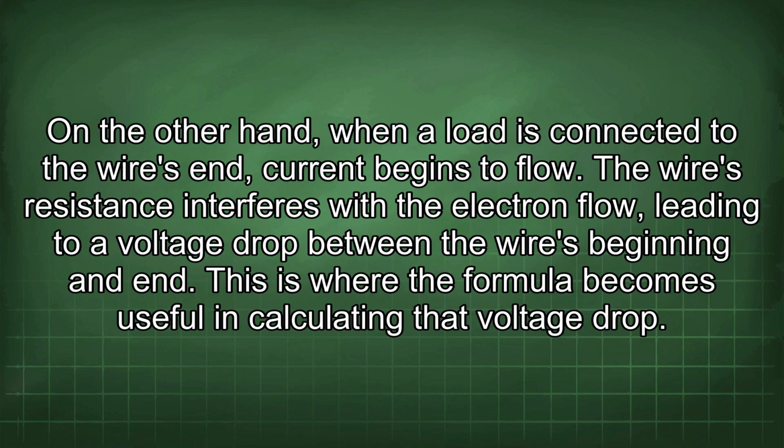On the other hand, when a load is connected to the wire's end, current begins to flow. The wire's resistance interferes with the electron flow, leading to a voltage drop between the wire's beginning and end. This is where the formula becomes useful in calculating that voltage drop.